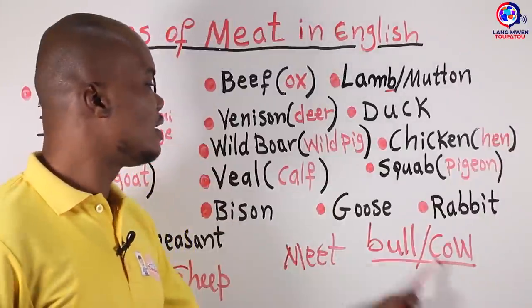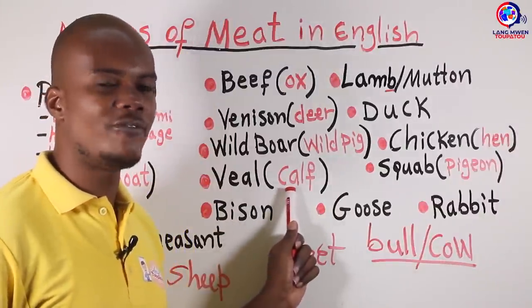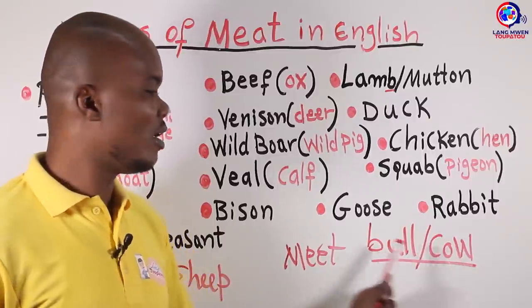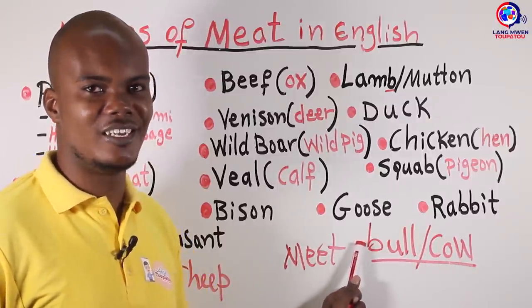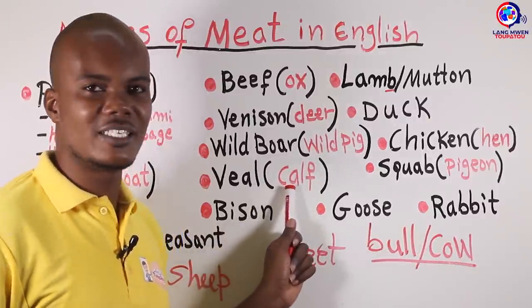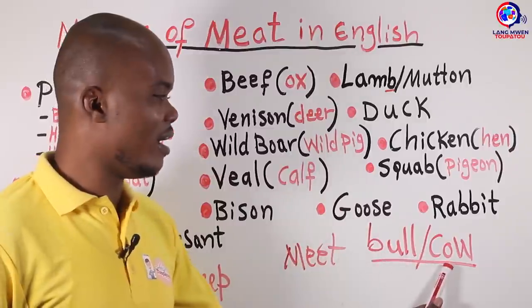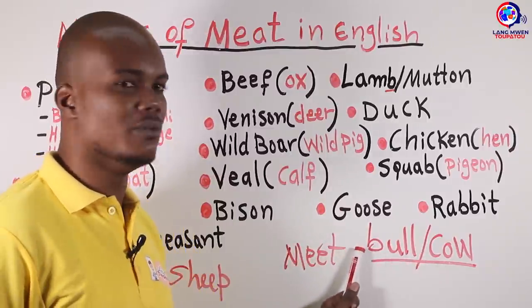Si bébé femelle bœuf la relè le calf, maman bœuf la relè le cow, et puis papa bœuf la relè le bull. OK? Bébé a se calf, maman se cow, et puis papa a se bull.